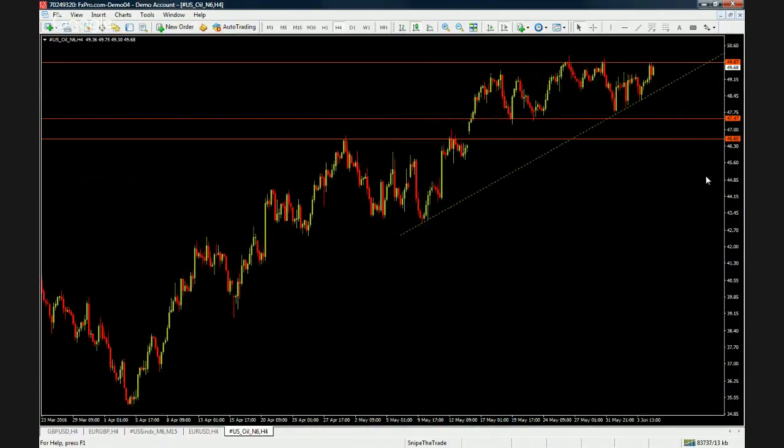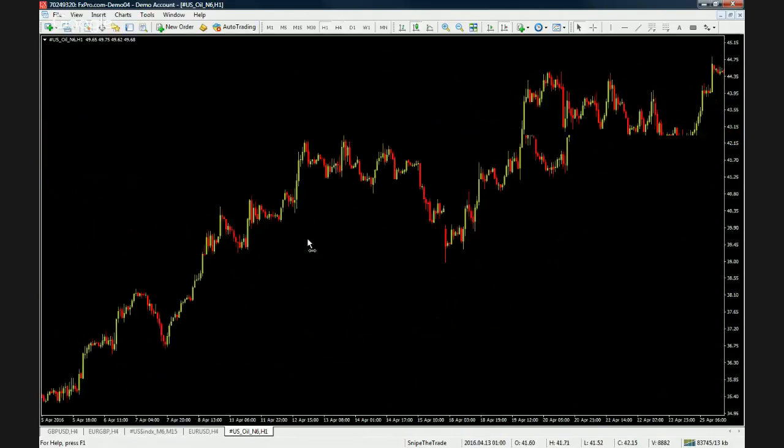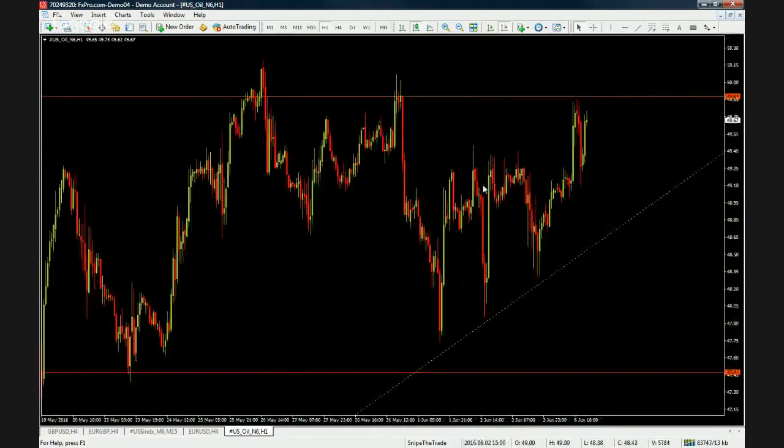But really, there is nothing much to say about crude other than for us, it's very untradeable price action at the moment. If you look at the hourly, you can see how choppy price action has been. The last good trade that we had was this move to the downside on which we shorted crude.